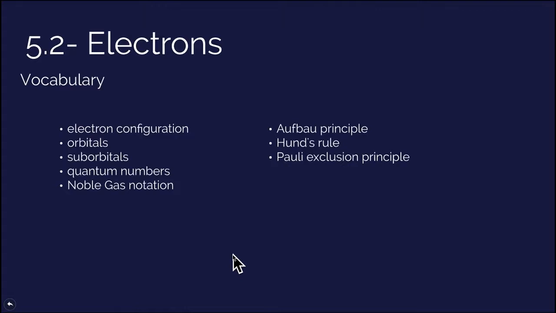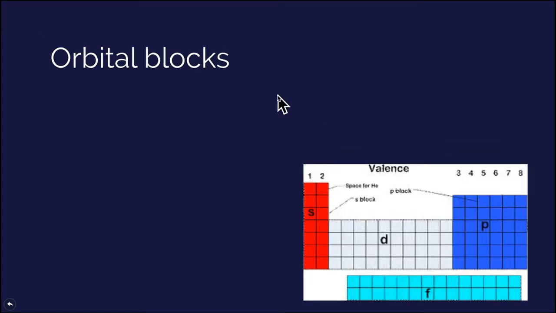So we have the electron configuration, orbitals, suborbitals, quantum numbers, the noble gas notation, the Aufbau principle, Hund's rule, and the Pauli exclusion principle. Now, as we've talked about with the periodic table, it's arranged in a very specific way that gives us a lot of information. One of the ways that it's organized that we hadn't talked about is the blocks of it. We can actually break down the periodic table into different sections. And this actually tells us the electron orbitals that we have for each atom.